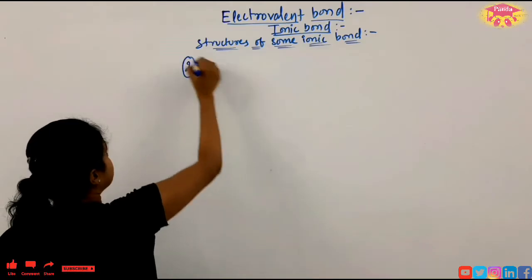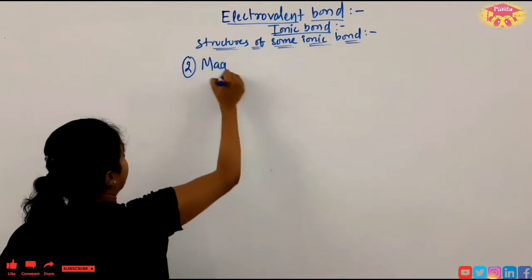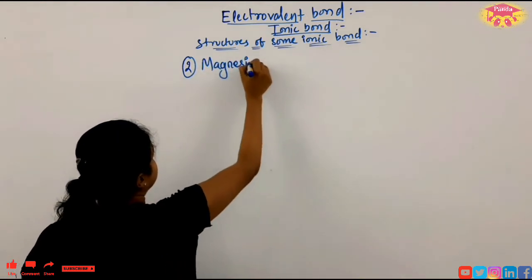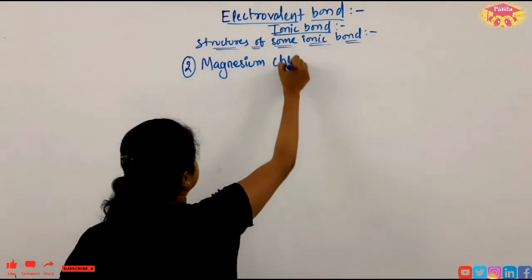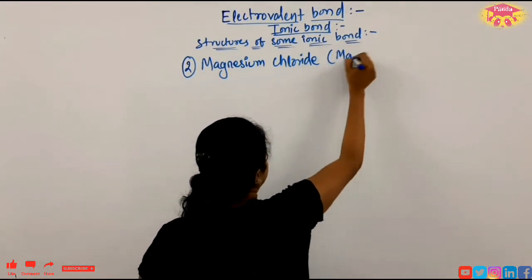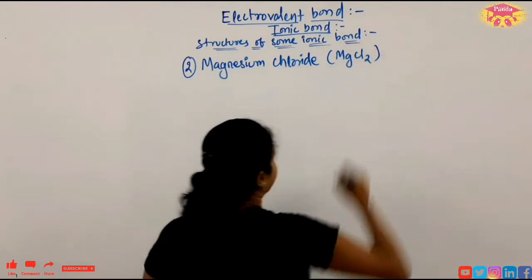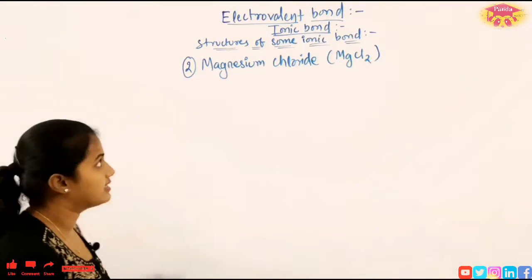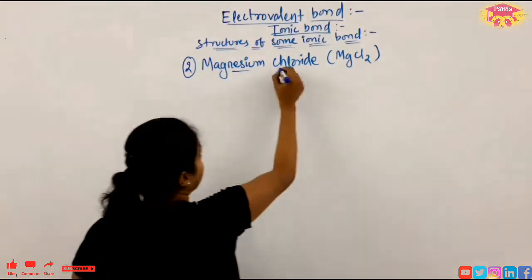Students, our next example is magnesium chloride, that is MgCl2. Okay, this is our next example.